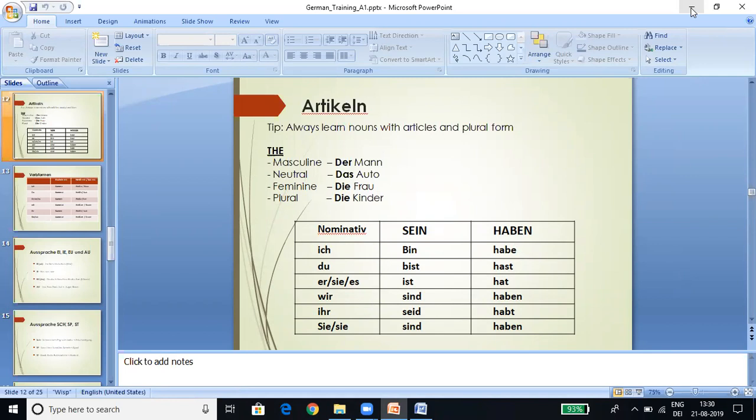A2 is the extension of A1. Once you are done with A2, you will be able to speak a few sentences and convey your intention. When you go somewhere outside, like a supermarket or a doctor, you could say what your intention is, what you want to convey.